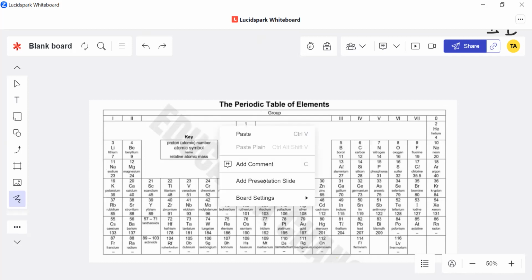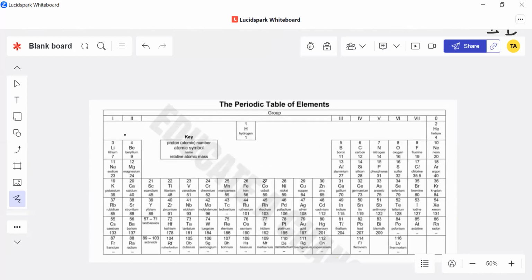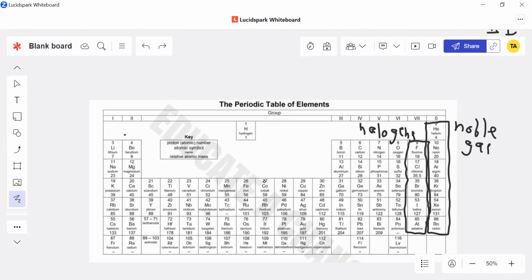Now, the IMAT expects you to know the different types of groups in the periodic table. This group right here, fluorine, chlorine, bromine, iodine, is called the halogens. And the last group, which is known as group 0, is called the noble gases. And I'll explain all the trends later on. For now, just learn the names, right?